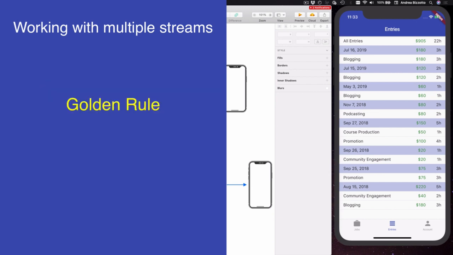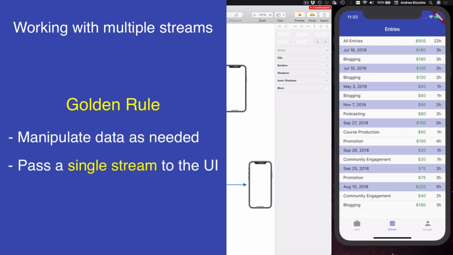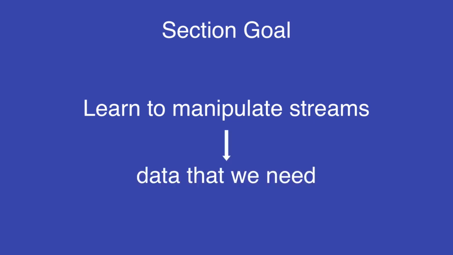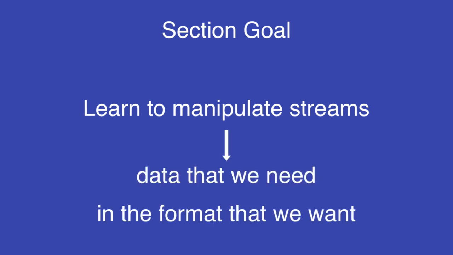Instead, my golden rule when working with streams is to always get the data in the shape that you want in the first place. And then we can pass this down to the UI as a single stream that holds all the information we need. So the goal of this section is to learn how we can manipulate streams so that we can get the data that we need in the format that we want.